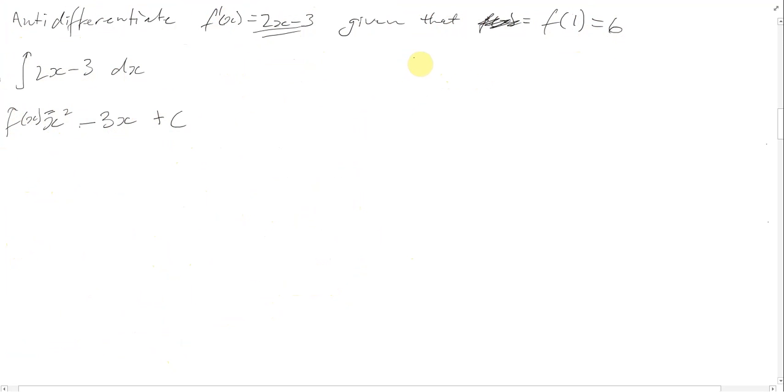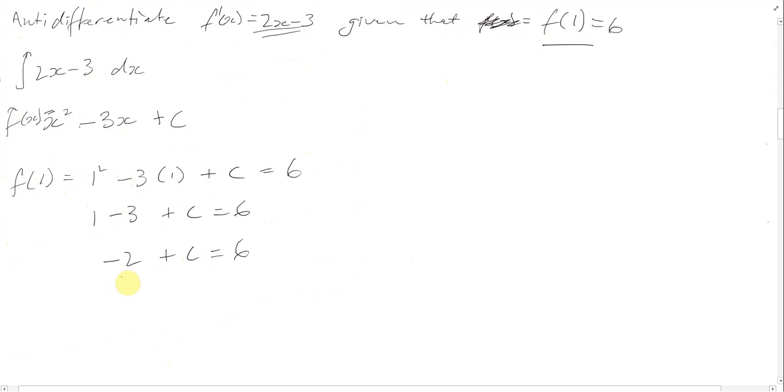So now we use our extra piece of information. Where are we here? So here we go, our function when x is 1, so that's 1 squared minus 3 times 1 plus c equals 6. Let's tidy that up. 1 squared is 1, minus 3 times 1 is minus 3, plus c equals 6. 1 take away 3 is minus 2, plus c equals 6. Now I'll add 2 to both sides to get c equals 8.